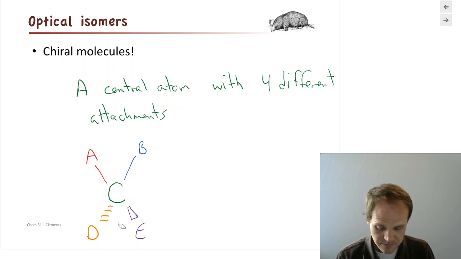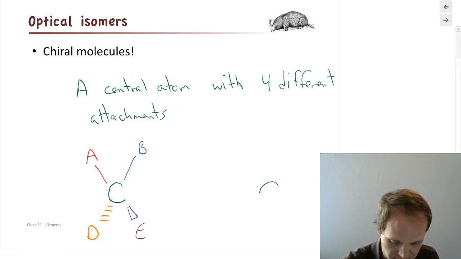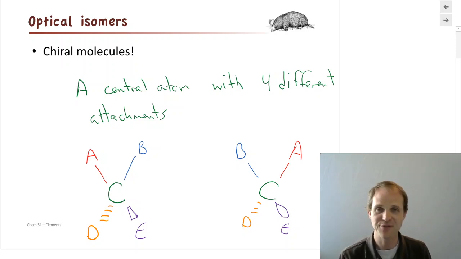Now, it turns out that we can take this molecule, and because it's got 4 different things, we can just swap out. So I'm going to draw it with the colors. We can just swap out our same carbon here, swap out the A and the B, like that. All I did is switch those. The D and the E. And it turns out that is a different molecule.